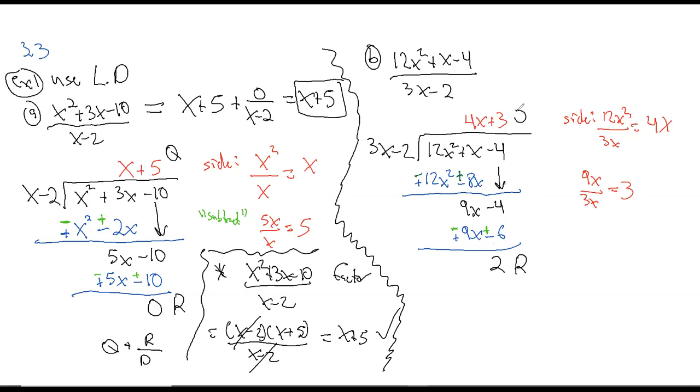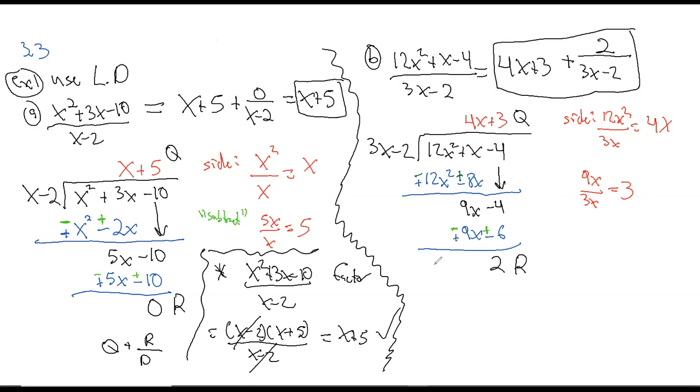The 4x plus 3 is the quotient. So the remainder is not 0 this time, which means there will be a fraction left. So we go quotient, 4x plus 3, then plus the remainder of 2 over the original denominator. The denominator doesn't change, 3x minus 2. And that's our answer.